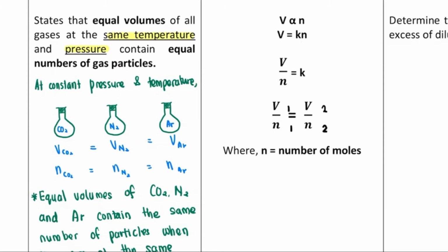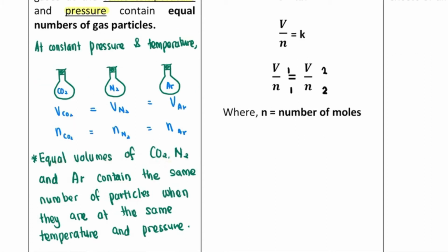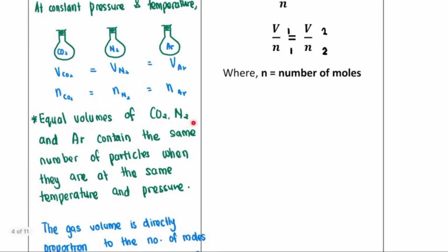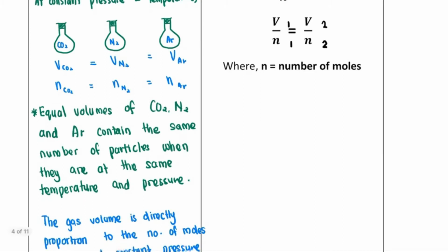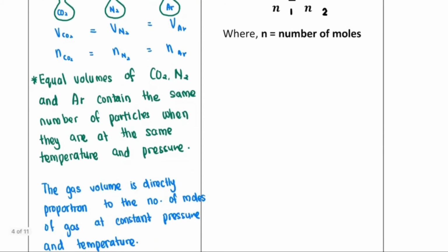So volume of CO2, N2 dan Ar ni sama, dan all these gases diletakkan pada pressure dan temperature yang sama. So hasil dia menyebabkan number of particles tu jadi sama juga. So equal volume of CO2, N2 and argon contain the same number of particles when they are at the same temperature and pressure. Kiranya kalau volume gas tu sama, pressure dan temperature pun sama, so number of particles dia akan sama. So number of particles dengan number of moles dua benda yang berbeza, jangan salah faham.